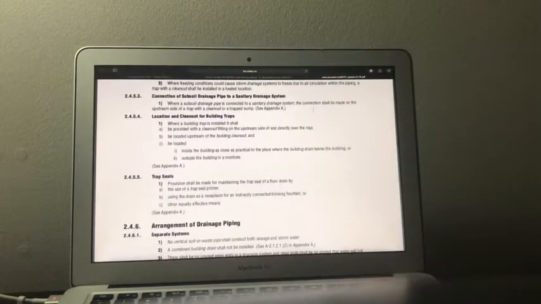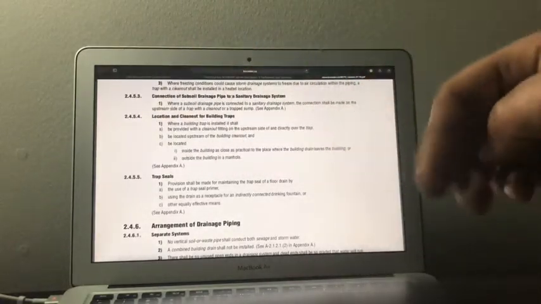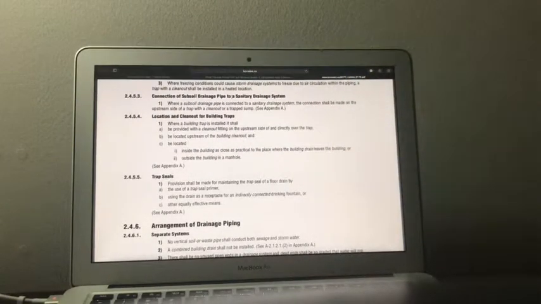Okay. Connection to subsoil drainage system, pipe to a sanitary drainage system. We're going to touch on subsoil drainage pipe. It's just perforated pipe that runs around your house to get rid of groundwater. And where that pipe goes, obviously off the bank in the backyard, the steep hill.